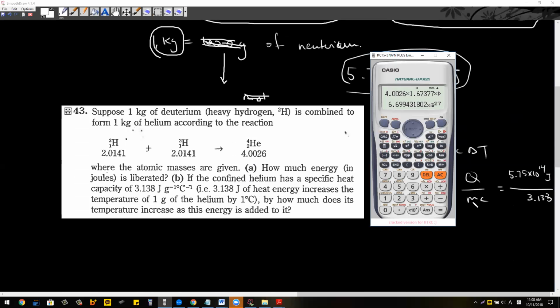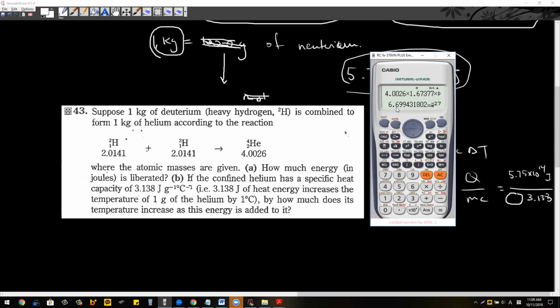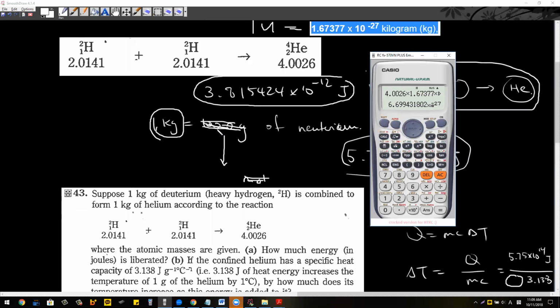So you see, gram has to go into this quantity, because you see this unit here, 3.138 joules per gram. So grams has to go in here. But this is in kilogram, and this is the mass of only 1 helium. Okay, so doing like times about 4 or something. So you see how we did this one?